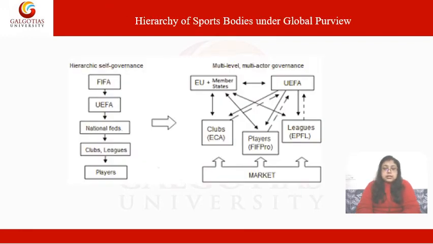This particular slide deals with the hierarchy of sports bodies under global purview. There are different sports bodies which are dedicated for different purposes. Like we have different self-governing bodies, like FIFA, UEFA, and for example, I have given GAISF, Global Association of International Sports Federations. Then we have EU members, different player leagues and all. So these are some of the bodies. Then we have the Olympic Association. So these are some of the global associations which have a hierarchy to be followed.